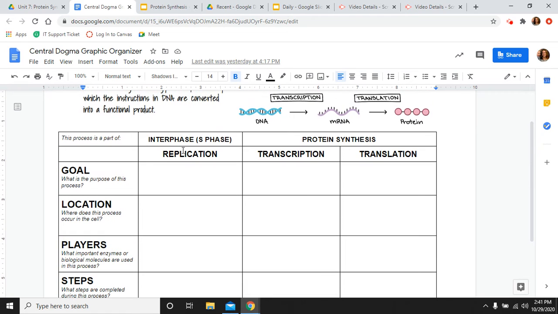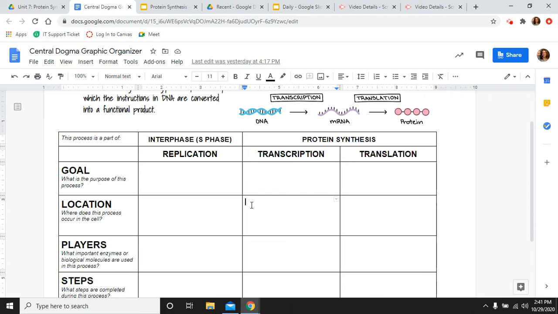So, what's the goal of each of these? What is the goal of transcription? I know that the goal of transcription is to take DNA and turn it into messenger RNA. This is directly out of your notes. What is the goal of translation? It is to take my messenger RNA and turn it into a protein. Again, directly out of your notes.